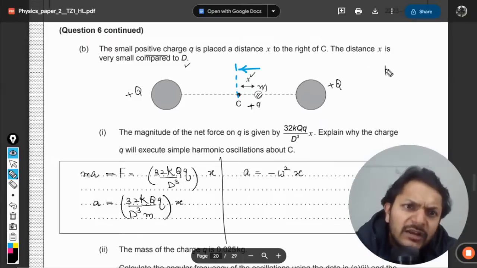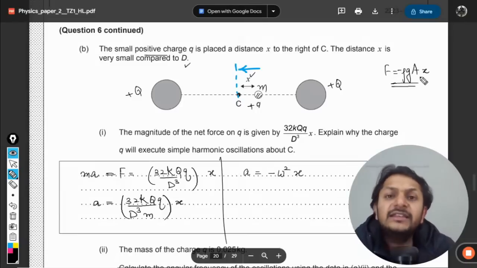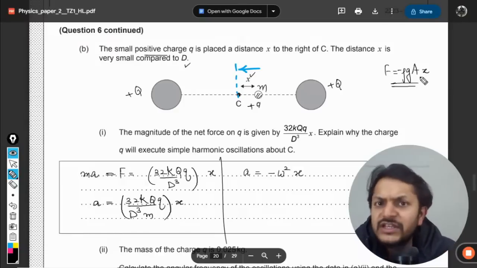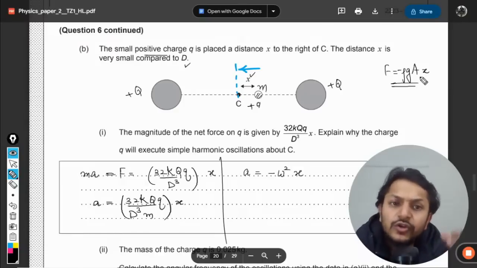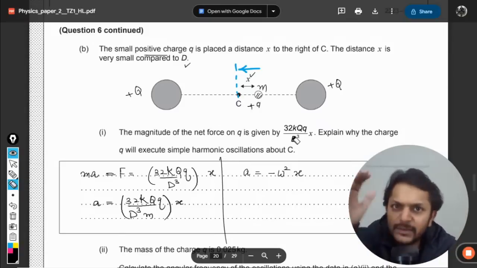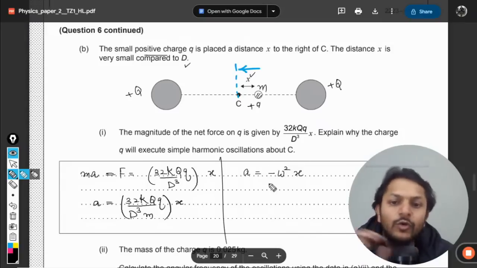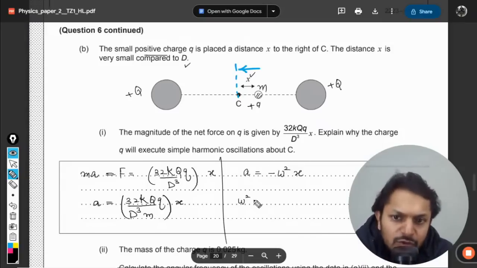There was another question I remember doing, where F is given as negative rho g A x. There was a negative sign. This kind of question was also there, and in that also you wanted to find the angular frequency, and later you wanted to find the time period. So you would be following the same pattern in these kinds of questions. So this is the pattern that you have to remember. First of all, we will create this expression for acceleration, and then this is the fundamental equation. We are now going to compare it. So omega square will be equal to 32k capital Q small q upon D cube m.